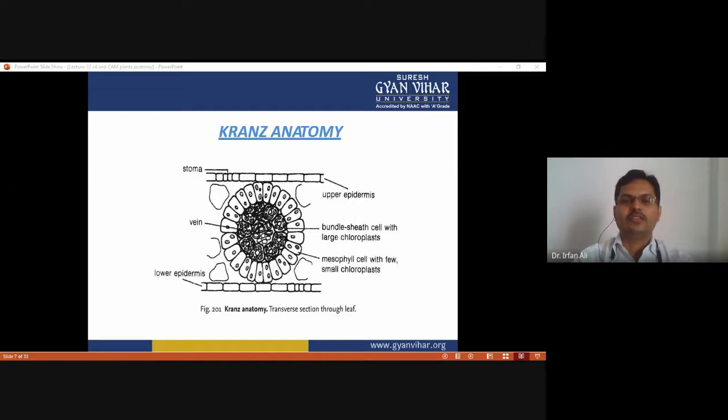So this is the Kranz anatomy. This is the transverse section of leaves which shows the Kranz anatomy. This is also an important question: draw the transverse section of C4 plant leaves showing Kranz anatomy. Another question is, what is Kranz anatomy, and what is the importance of Kranz anatomy? Many questions arise from that part.